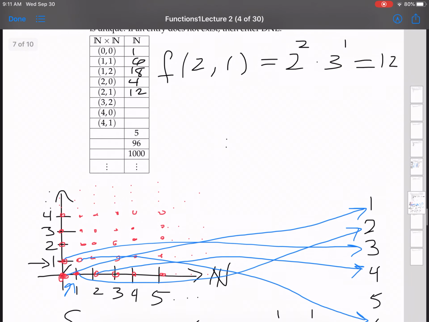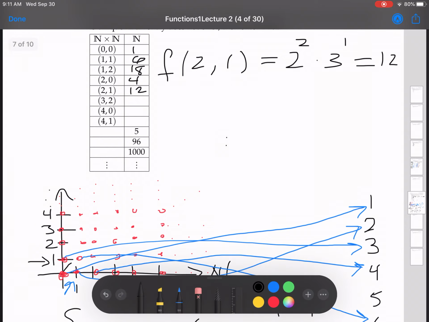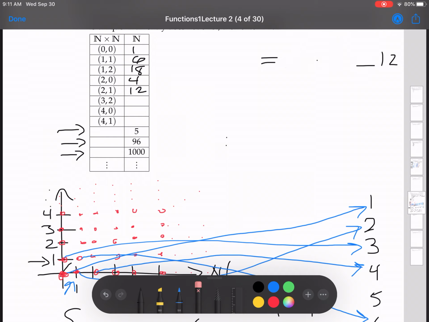Okay, now let's figure out these right here. Let's figure out what goes there, there, and there. I'll show you how to do it. Then I think you'll be ready to fill out the table.